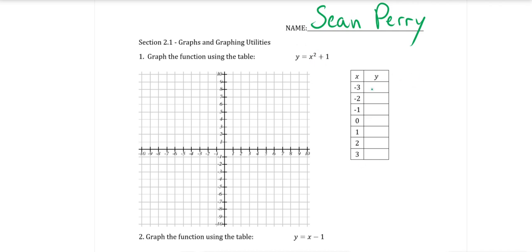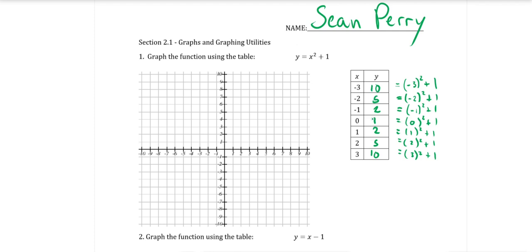So for the first y value that we're going to figure out, we want to plug in minus 3. Now y is equal to x squared plus 1, so we put the minus 3 in where x goes. Minus 3 squared is 9, plus 1 is 10. We continue that process for each input. Negative 2 squared is 4, plus 1 is 5, and so on.